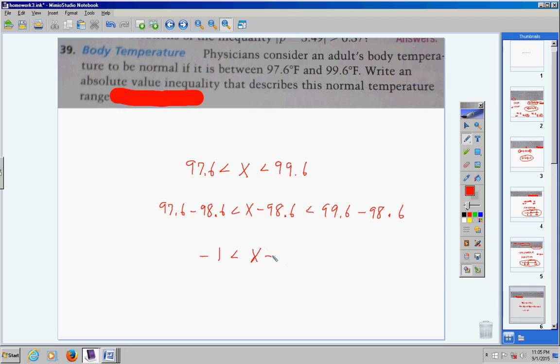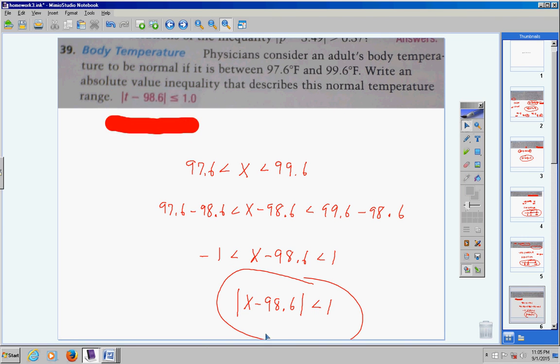In the middle I'll have x minus 98.6, and over here I'll have a positive 1. So look at that. I have a conjunction in which this number here and this number here are identical, except this one's negative, this one's positive, and both arrows are pointing to the left. So I can write my absolute value inequality like this, and like that. There you go, we did it. And that is the correct answer, except they have the equal sign underneath it, which I disagree with.